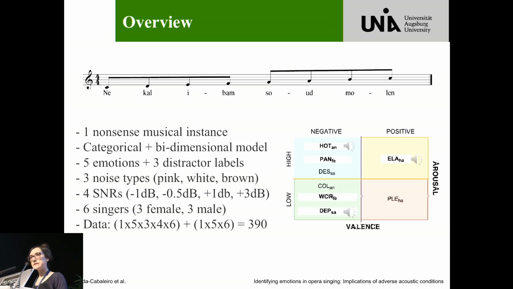And for this, the first step is to choose a data set. We're going to consider a cappella opera singing. So we have a nonsense musical utterance so as not to bias the listeners with linguistic content. And different singers are going to perform this utterance in different emotional states. So to understand better, I'm going to show some examples.